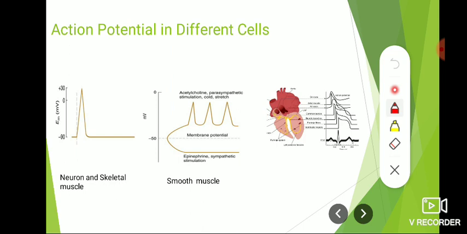And here you can see in the cardiac muscle, it is not rapid like this. It shows a plateau phase, which means it has a long refractory period. So these are the different action potentials in different cells of the body, due to differences in the ions and differences in the channels, which open and close at different rates.